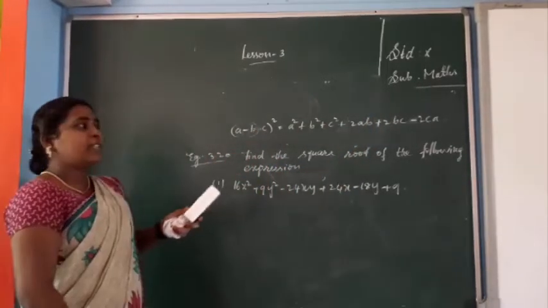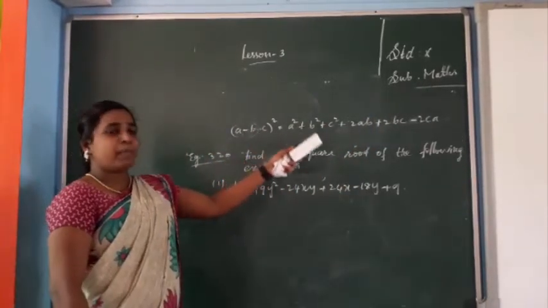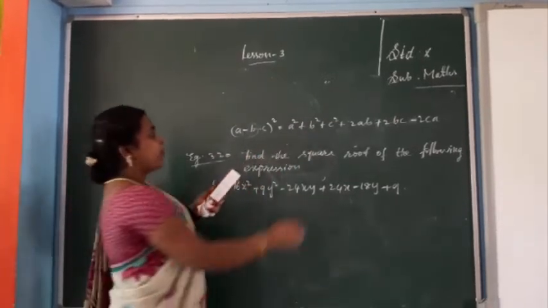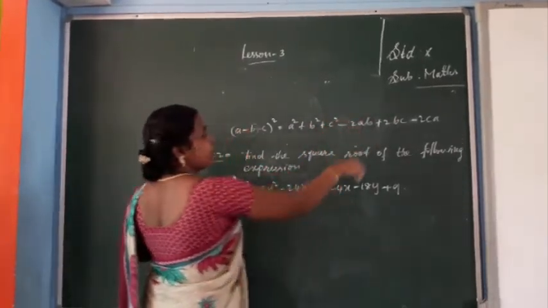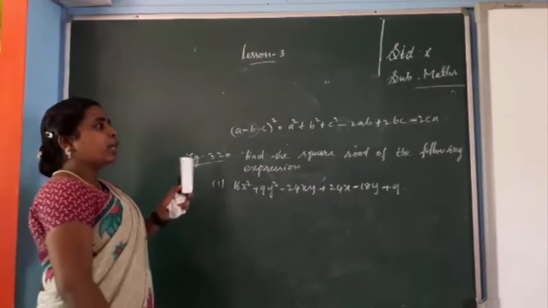B and c means minus into minus, plus. So plus 2bc, and the remaining two parts you get minus: minus 2ab and minus 2ca. You have to do it carefully.